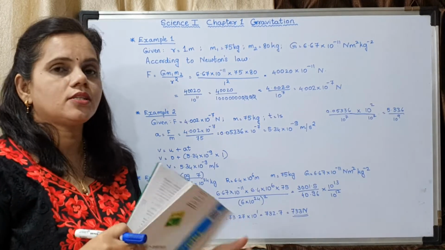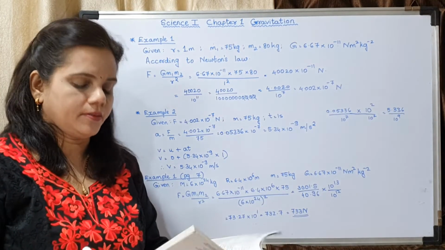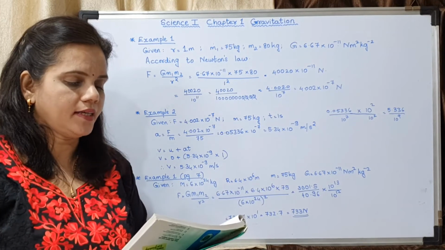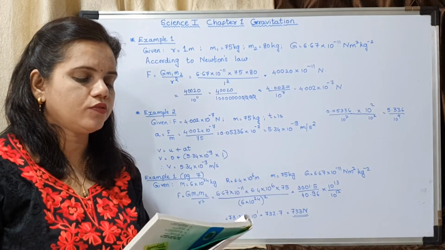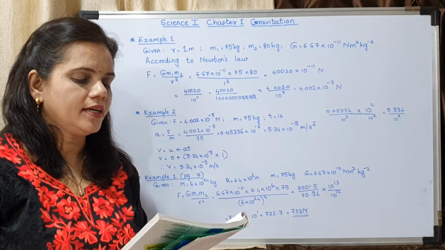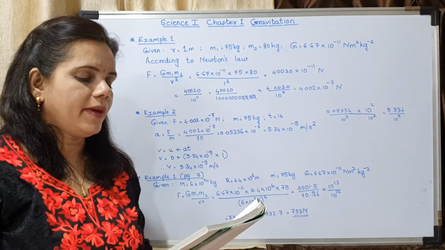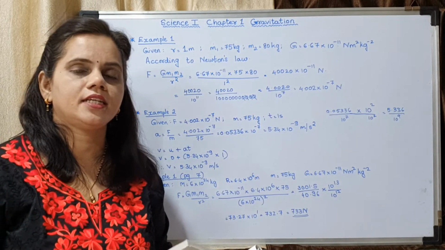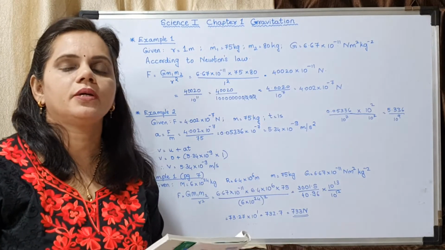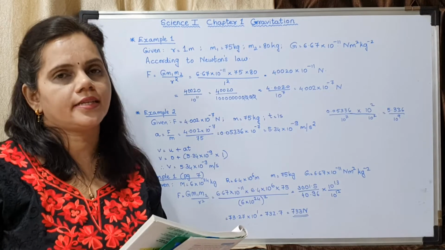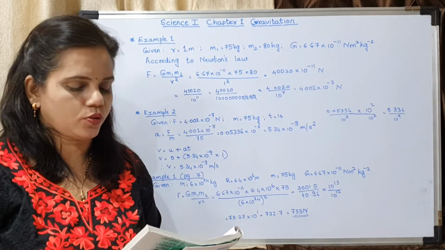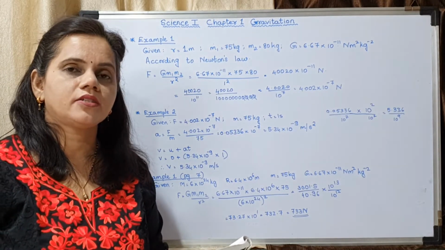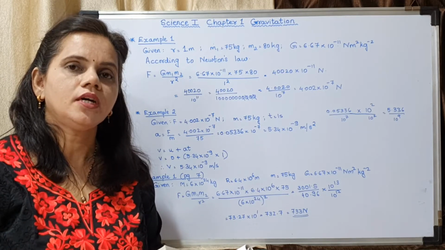Now the next is on page number 7. Example 1. Calculate the gravitational force due to Earth on Mahendra in the earlier example. Mass of the Earth is M1, it is 6 into 10 raised to 24 kg. That you may mark and keep. It could be asked as an objective type question also. What is mass of the Earth? Mass of the Earth is 6 into 10 raised to 24.